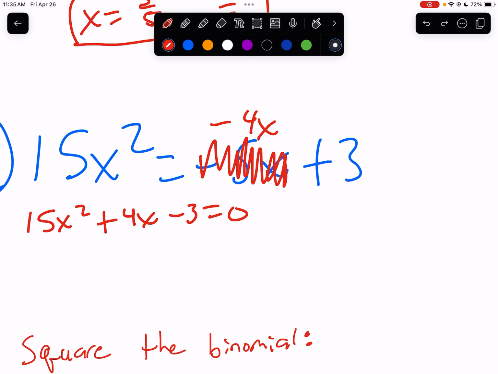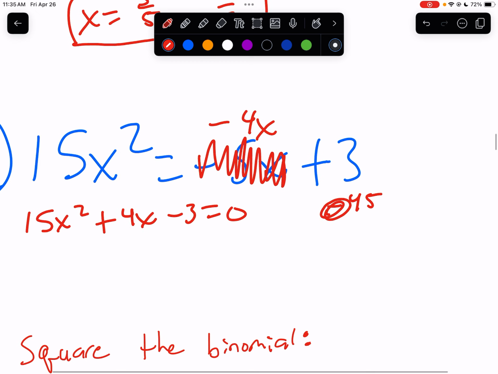Now we're going to do 15 times negative 3, which is negative 45. It's negative, so I need factors that subtract to equal 4. And that is going to be what? 15 and 3? Nope. 9 and 5? Ding, ding, ding. So it's positive 4, so it needs to be 9 minus 5. That would equal positive 4. If you did 5 minus 9, that's negative 4.